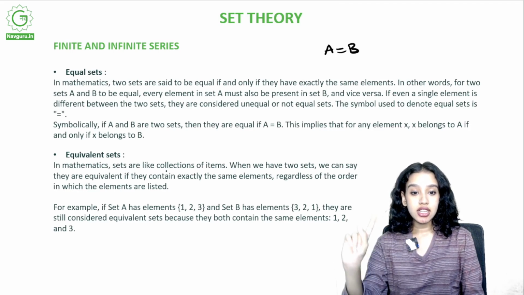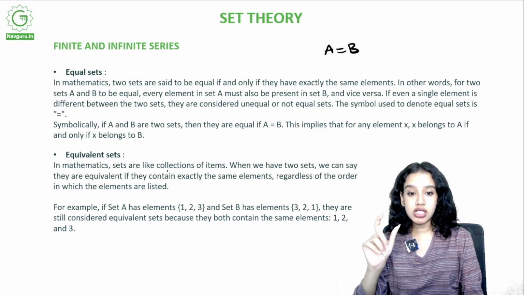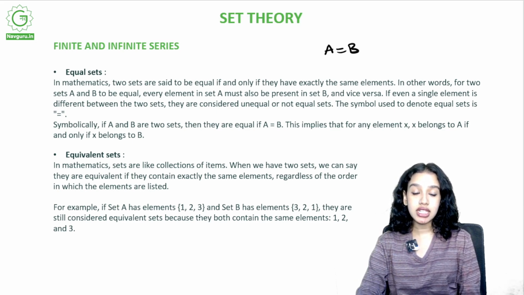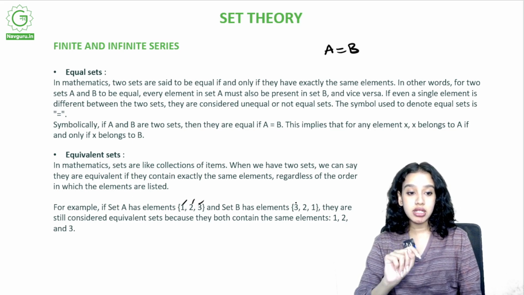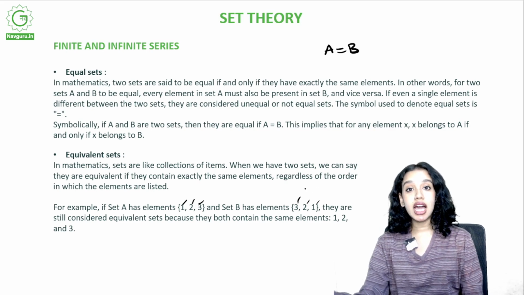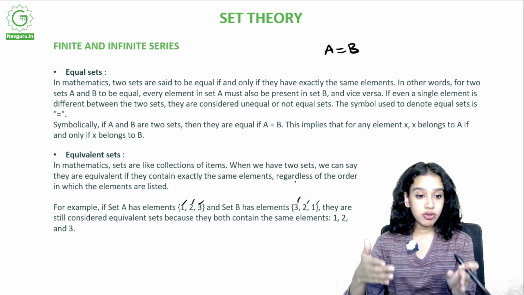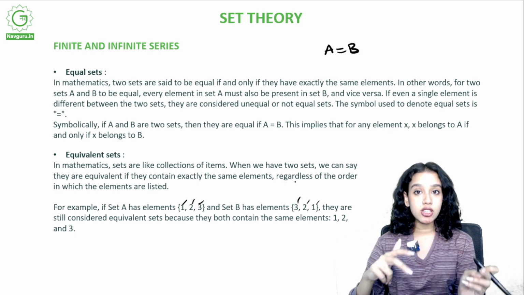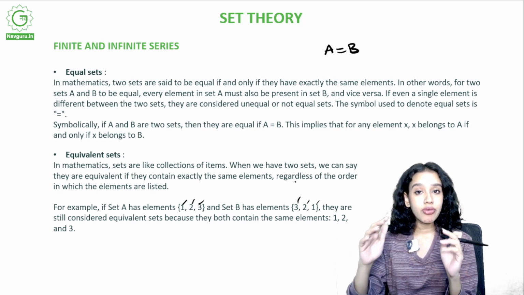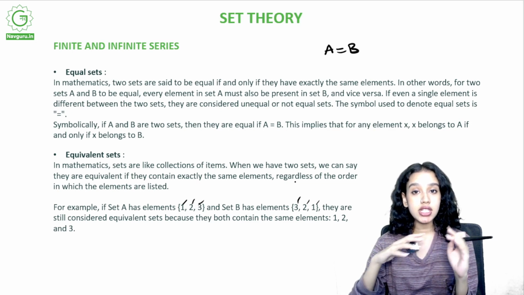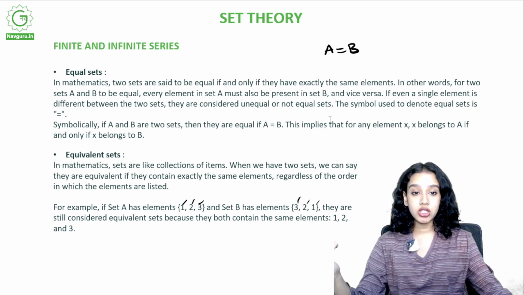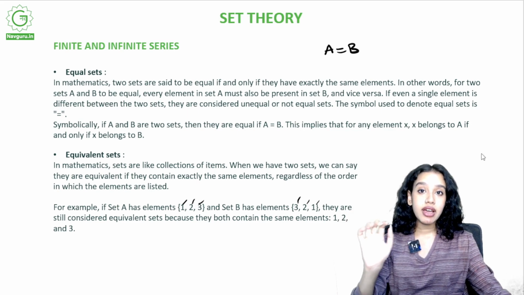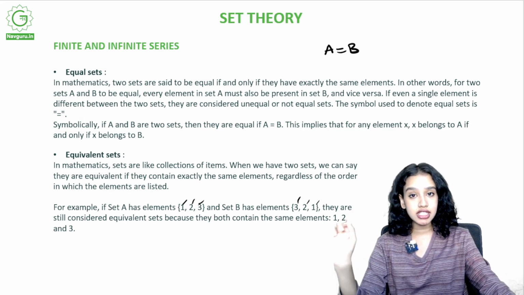Now, equivalent sets. We say that 2 sets are equivalent when they have the same number of elements, right? Here set A has 1, 2, 3 and set B has 3, 2, 1. How many elements do they have? They have 3 elements. B also has 3 elements. So they are equivalent sets. You don't have to have the same elements in both sets to say that they are equivalent. The number of elements should be equal. Then we could say that both the sets are equivalent. But for 2 sets to be equal sets, you have to have the exact same elements as the set A.